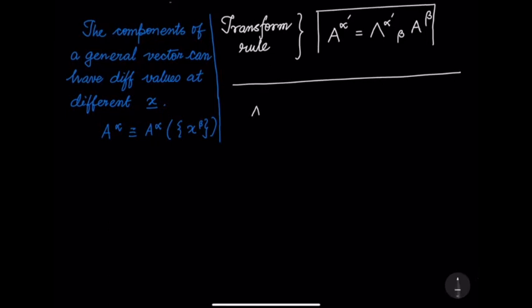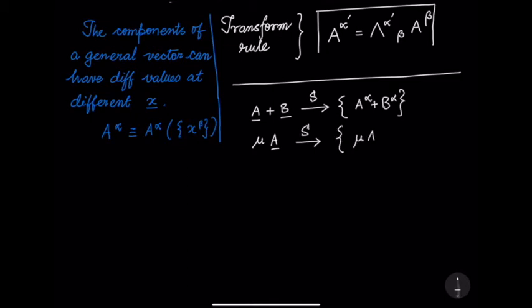Like, for example, if I have A plus B, this essentially means that in the reference frame S, the components of this vector, which is A plus B, will be the addition of the components of the individual vectors. If I multiply mu, any scalar number, with the vector A, and I write that in that reference frame, it will multiply mu with each component of the vector A. And the associativity rule holds.